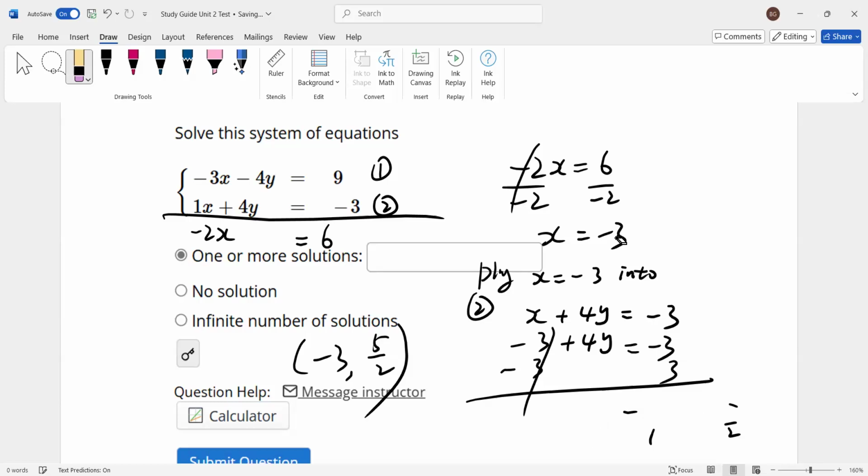I got y equals 0. I apologize, it was too fast. X equals -3. So we're going to plug in x equals -3. -3 plus 4y equals -3. If we add 3 to both sides, we cancel those constants. We have 4y equals 0. Divided by 4, divided by 4, we have y equals 0/4. Do not get confused. 0/4 is 0. 4/0 is undefined, but 0/4 is 0. So we have x equals -3, y equals 0.